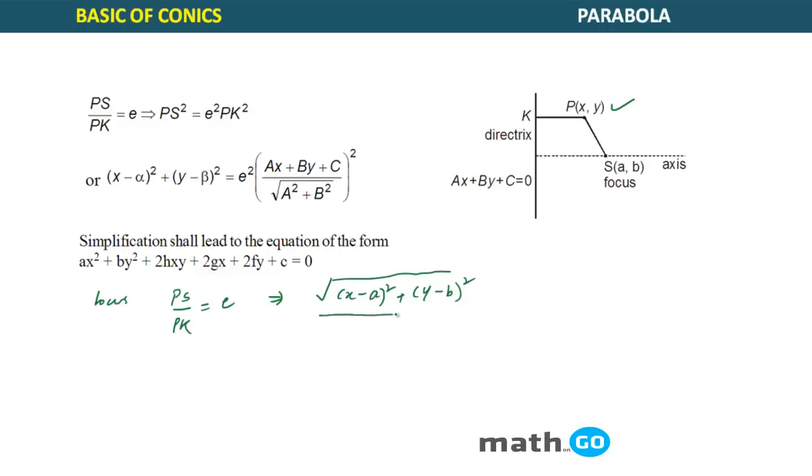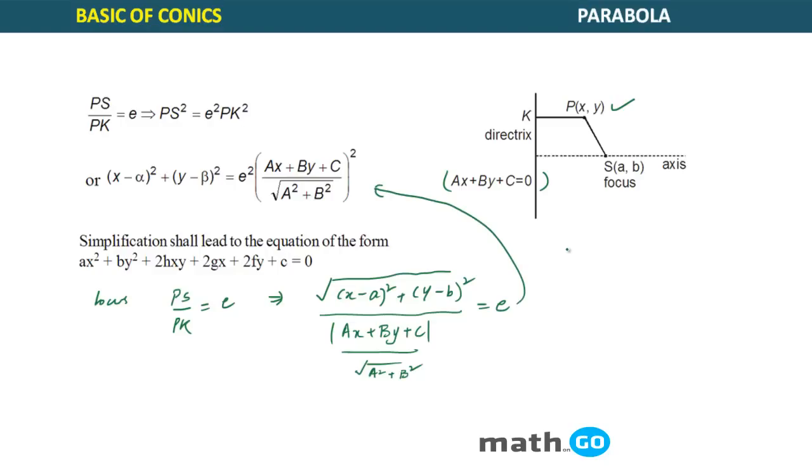What will be PK? PK will be the distance of the point P from this particular line. Let's say the equation of the directrix is taken in the general form of a line. So we put this point over here. It will be the modulus of Ax plus By plus C divided by the square root of A squared plus B squared, and this will be equal to e. And if we square both sides, can you see that you will get this particular expression over here? So this is how you find it.